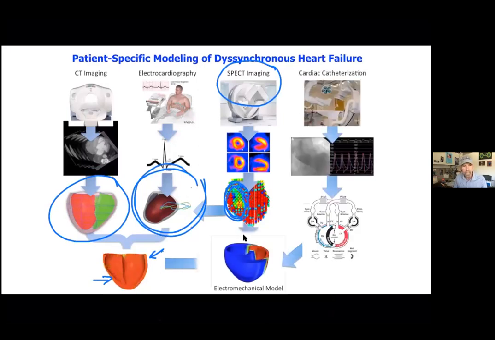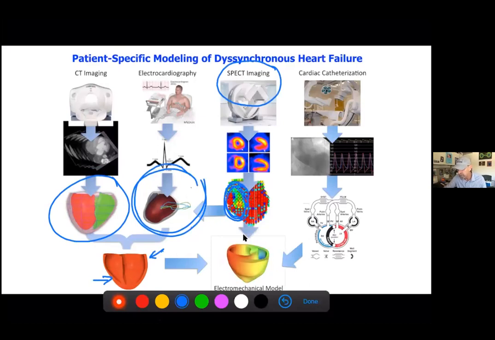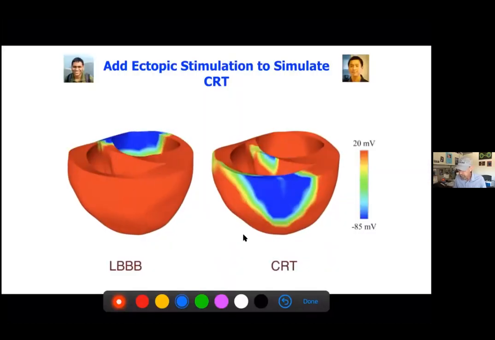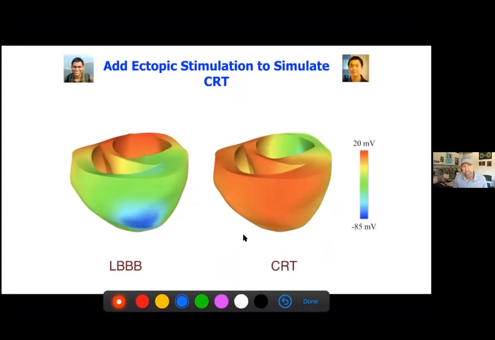Next, they went to the cardiac cath lab where we measured pressures and did echocardiography. And we could use that to make a mechanical model that we could couple to the electrical model to make a coupled electromechanical model. So what you see there is the electrical activity superimposed on the mechanical activity. And then we could actually simulate the effect of the therapy itself.